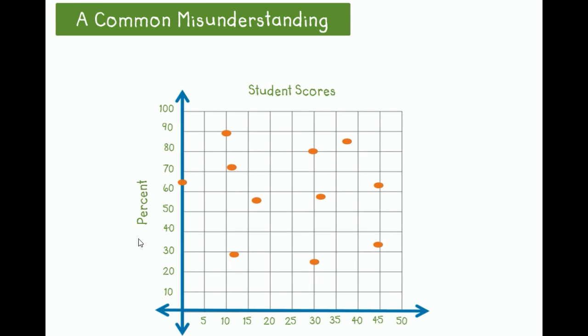A common misunderstanding is to assume that every scatter plot is going to have a line of best fit. This line of best fit doesn't really reflect the pattern. Neither does this one. Not all scatter plots will be able to have a line of best fit. On this scatter plot, there's really no pattern visible, so there's no association. If there's no association on the scatter plot, then there's no line of best fit.